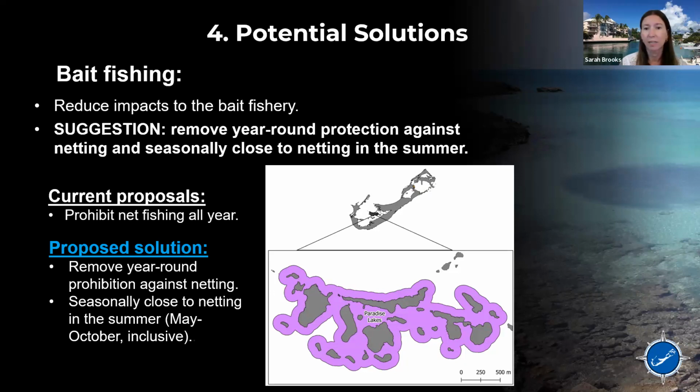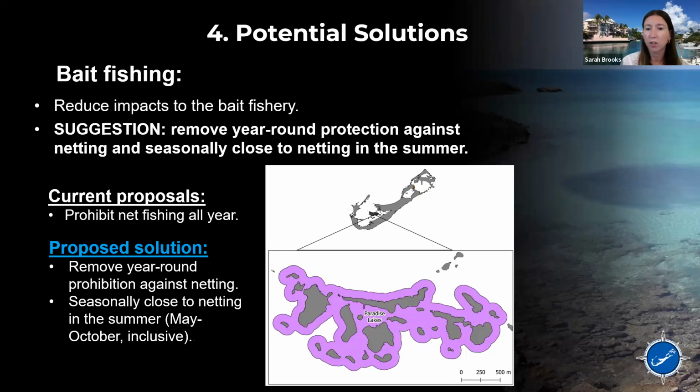So Paradise Lakes, under the current proposals, is proposed to prohibit netting. It would be a permanent ban on netting 100 meters from the coastline around Paradise Lakes. And during the consultations, we heard that this area is very important to local fishermen, especially during the winter, and that they would really struggle to catch enough bait at this time of year if this area was closed.